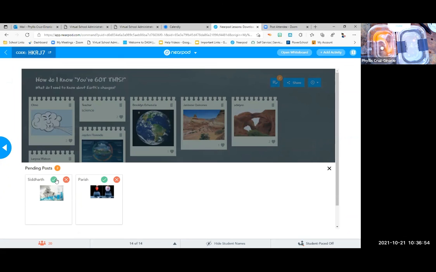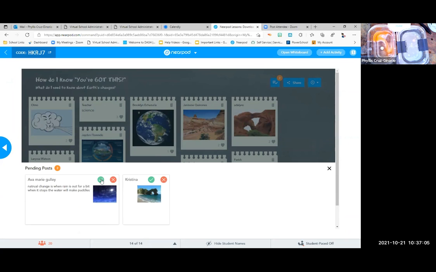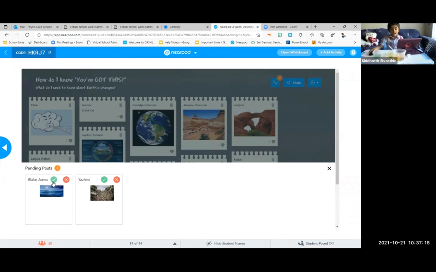The sun also dries up the water. Siddharth, good work on your experiment picture. I love experiments. Remember to write everything down. Oh, here comes Ava Marie's. Yes, a natural change is when it rains, we'll also make puddles and floods.